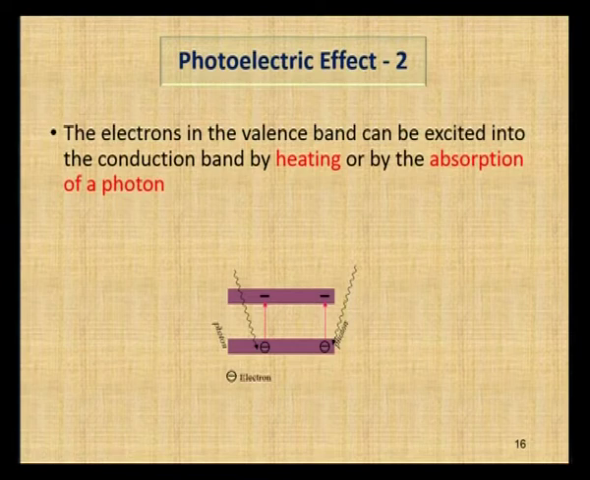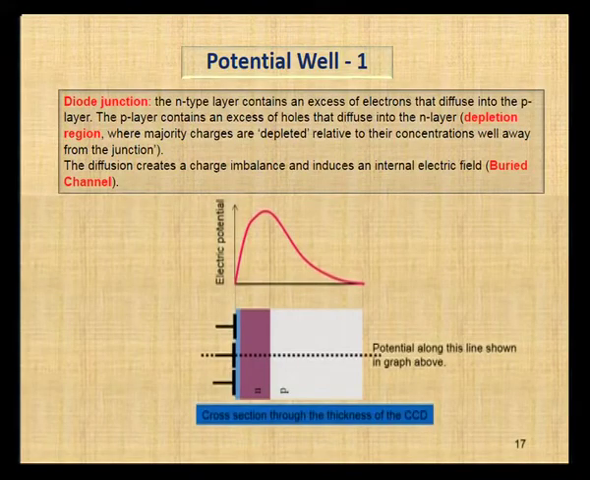This absorption of light energy and forming an electronic charge from the photons is called the photoelectric effect. Next, potential well. How is the potential well formed? Due to the diffusion process. We know the cross section of a CCD looks like this: the P substrate and the N type material on top of it, this is an insulating silicon dioxide layer, and this is a gate.